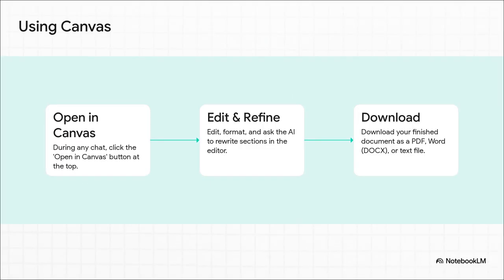When you're in the middle of a chat, just look at the top of the screen and click the Open in Canvas button. Just like that, your whole conversation instantly turns into an editable document. From there, you can format it, you can ask the AI to rewrite a certain section, and when it's perfect, you can download it as a PDF, a Word doc, whatever you need. It's the absolute best way to capture and standardize all of your practice's knowledge.